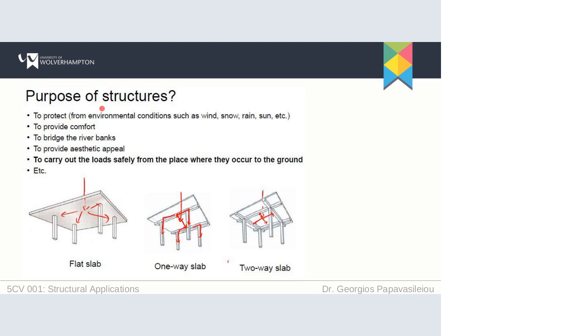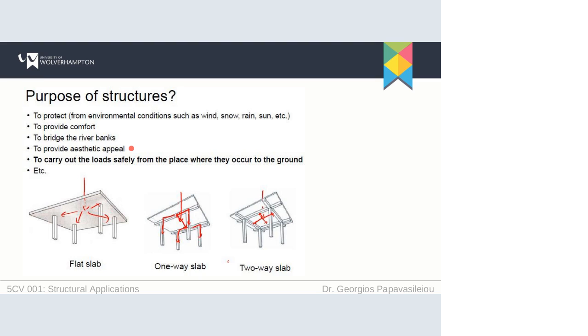The purpose of the structures: the first one was actually the one that our ancient ancestors needed, protection. The first factor that led humans to construct something was to be protected from nature or from other predatory animals and, of course, from other humans. Apart from that, nowadays we use them in order to provide comfort and access. It could be a bridge or perhaps a road on a mountain or a tunnel, all of them provide access to various locations.